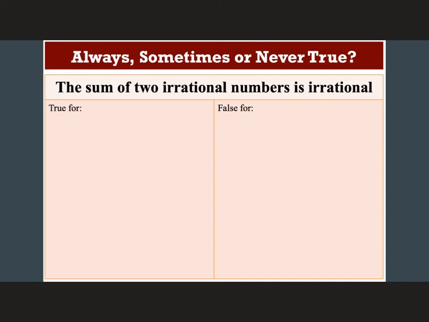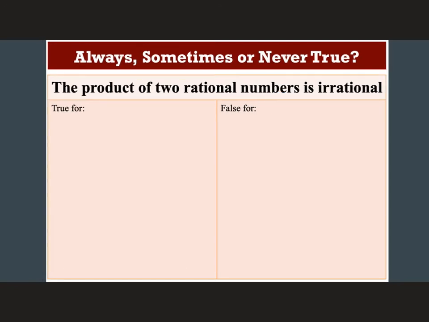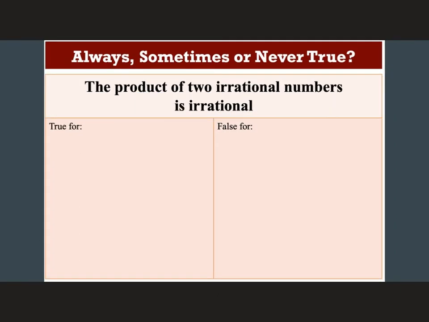Sum of two irrational numbers. The sum of two irrational numbers is irrational. Product of two rational numbers. The product of two rational numbers is irrational. Product of two irrational numbers. The product, again, product means multiplication, of two irrational numbers is irrational.